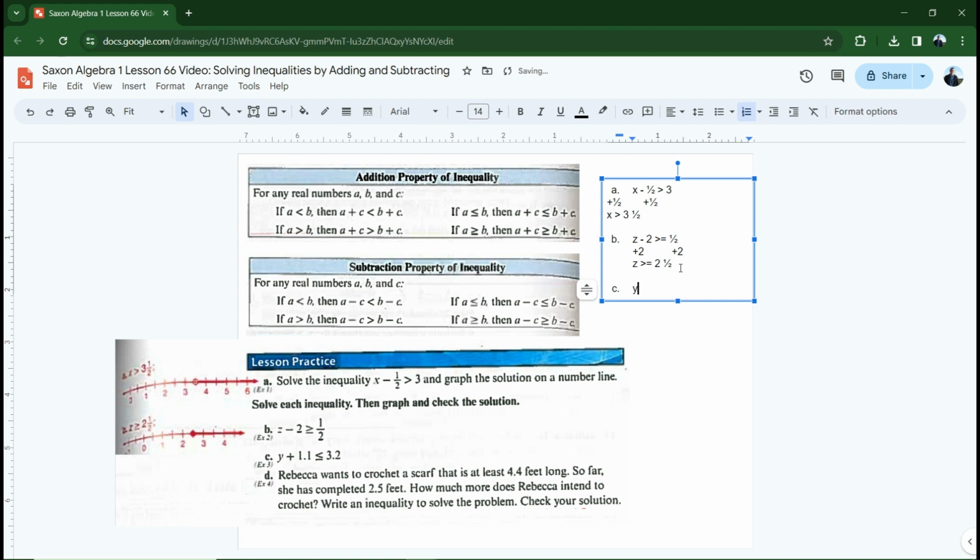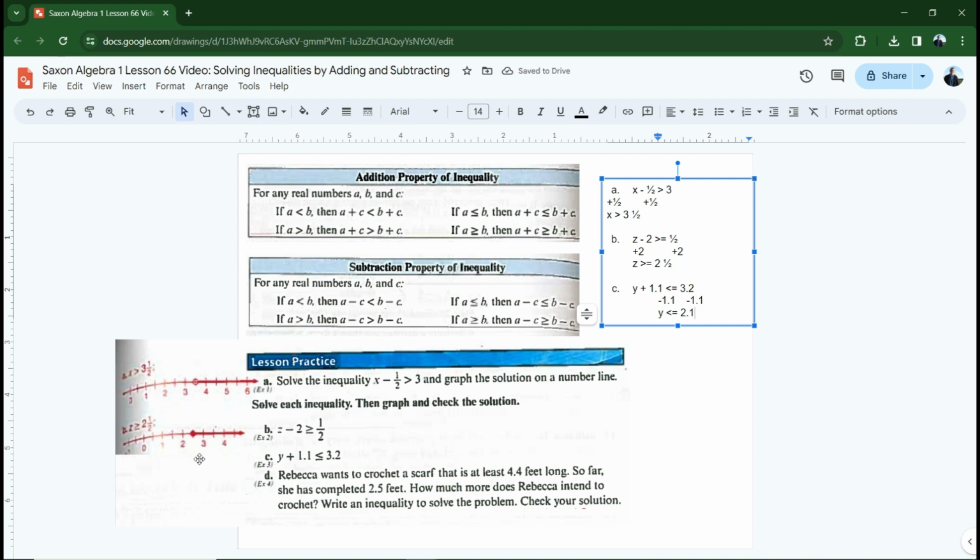Letter C, y plus 1.1 is less than or equal to 3.2. For this one, I need to subtract 1.1 from both sides to get y on a side by itself. So that leaves me with y plus 1.1 minus 1.1, the 1.1 goes away, is less than or equal to, I don't touch the sign, it's still pointing the same way. And then 3.2 minus 1.1 is 2.1. Y is less than or equal to 2.1.